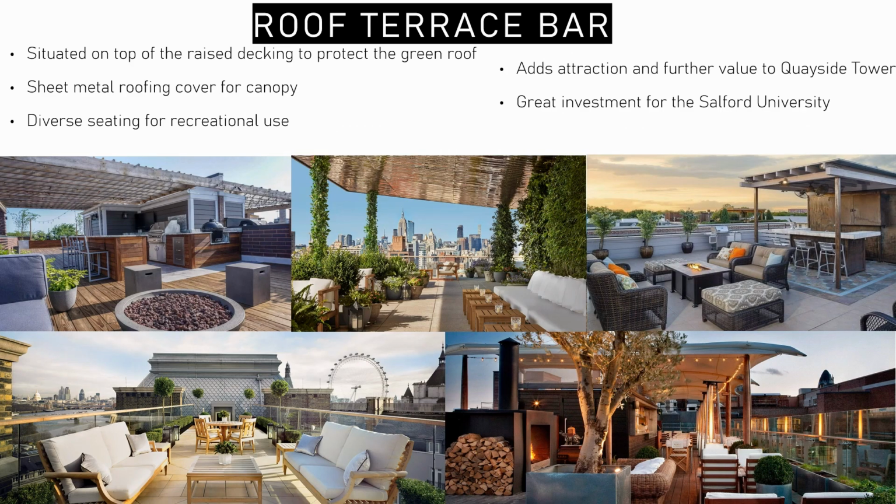To create the recreational element of the roof, a terrace bar will be included within the design. The bar will be situated on timber decking and sheltered by a timber frame canopy with a simple metal sheet roof. Surrounding the rooftop bar will be different types of seating to encourage recreational use of the terrace.